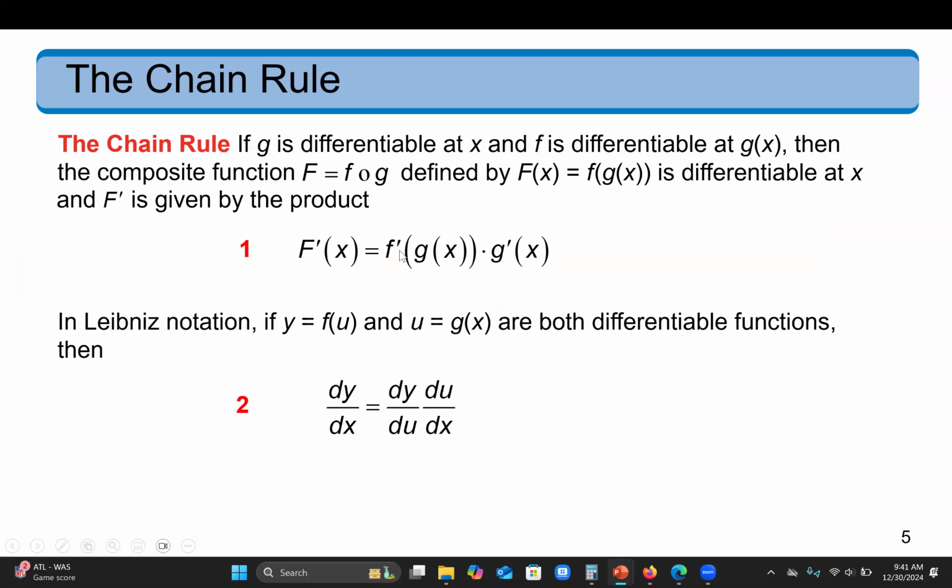So this is the whole concept here. We can use this formula to find, in this case, uppercase F is a composite function. The derivative of a composite function F will be f'(g(x)) times g'(x). So f's argument will be g(x). Then we find the derivative.